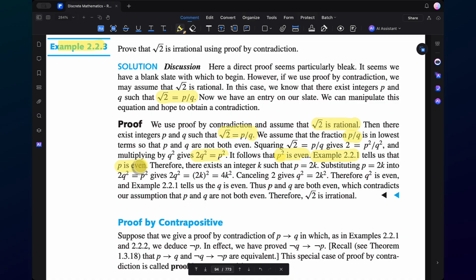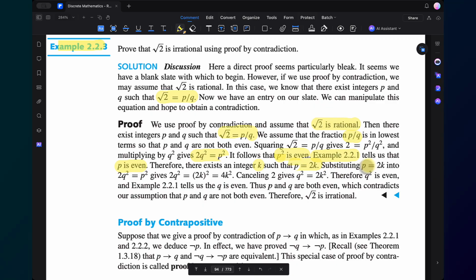Okay, let's think about that. If p squared is even, then we would have to look at the prime factorization of p. A 2 would occur on both sides of the p, so there's actually a 4 in there somewhere, right? So that means that p would be even. Therefore, if p is even, there exists an integer k such that p is equal to 2 times k.